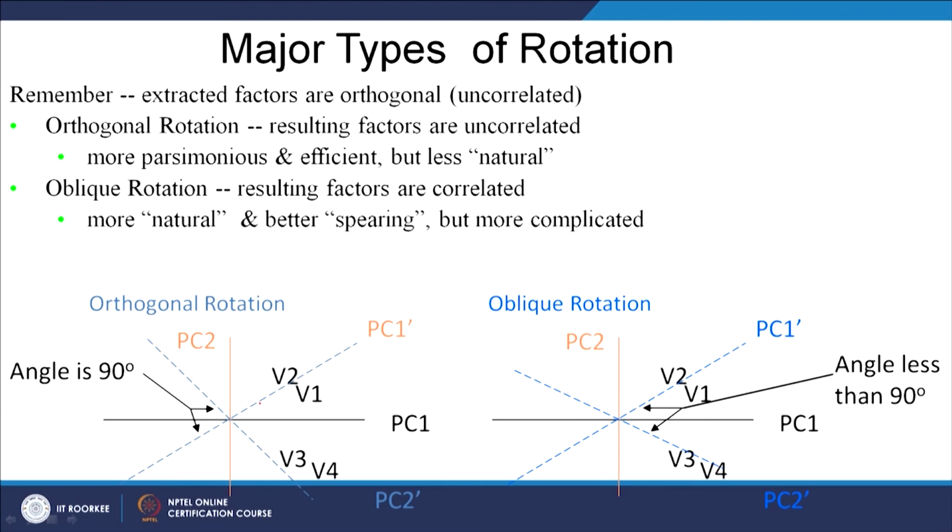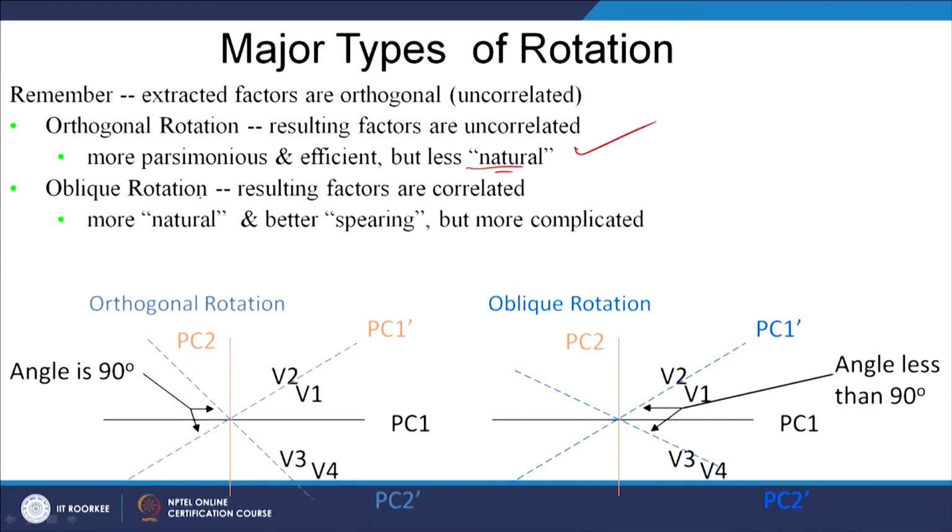So, there is a 90 degree angle. It is more parsimonious and efficient, but it is less natural. In social science, just imagine research on human relationships: how do you feel that two factors will not be correlated? There will be some correlation, but it is easy to interpret and easy to conduct. On the other hand, in oblique rotation the resulting factors are correlated, whereas for a mathematical and theoretical understanding we would say they should not be correlated.